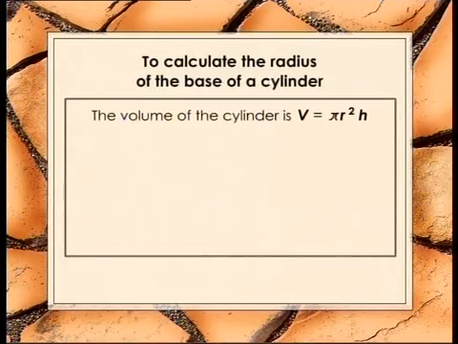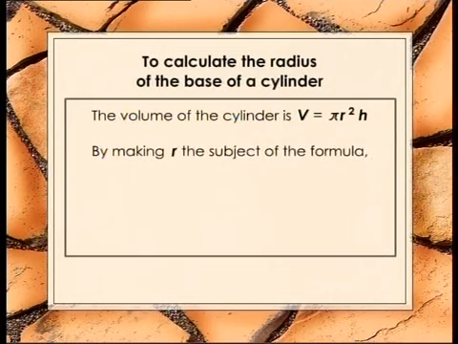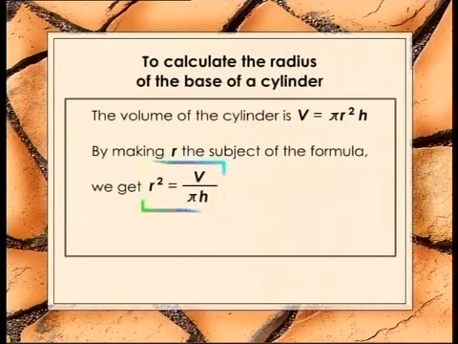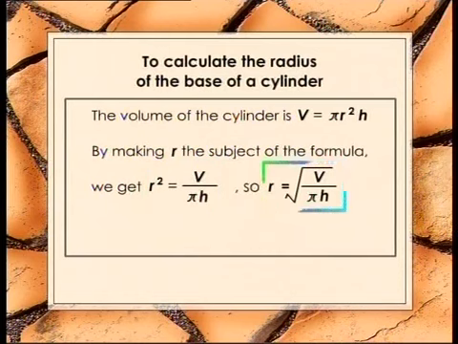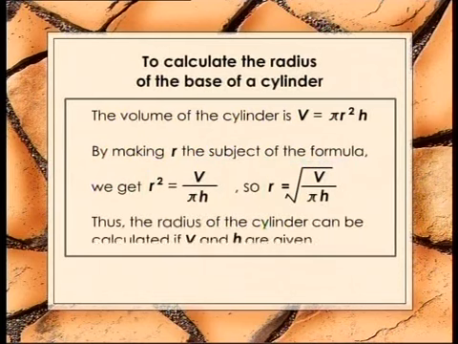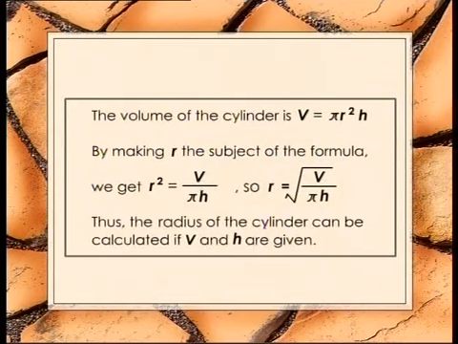The volume of the cylinder is V equals pi r squared h. By making r the subject of the formula, we get r squared equals V over pi h. So, r equals the square root of V over pi h. Thus, the radius of a cylinder can be calculated if V and h are given.